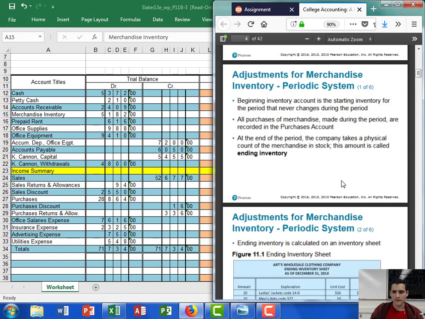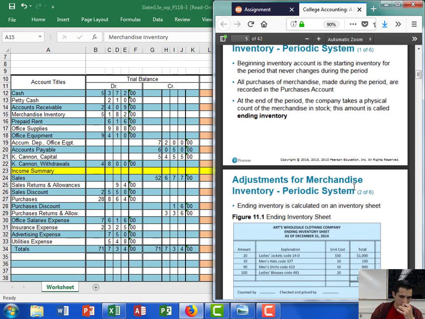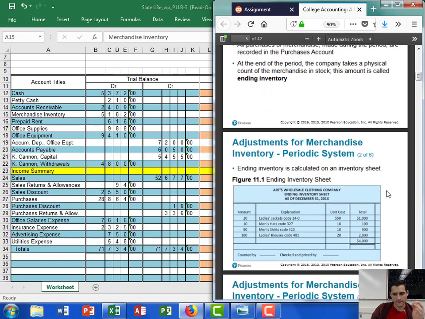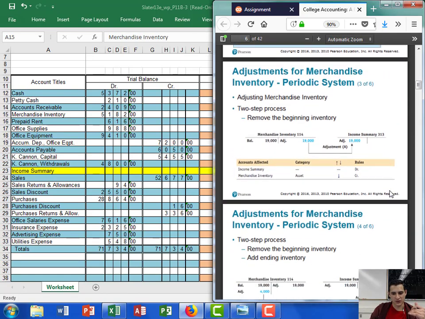Now, the way you process everything is you're going to be basically starting off with your beginning inventory, and then after every certain period, whether it be a month, quarter, semi-monthly, however you run your merchandise inventory, you're going to always take the total of whatever you have in your inventory that you had left and then basically subtract that from what you started out with.